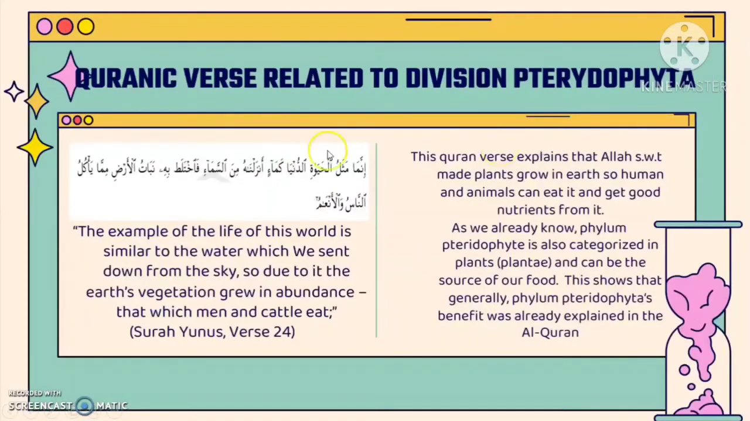Okay, so in my group research, we found the Quranic verse that related to division Pteridophyta in Surah Yunus, verse 24, which bring the meaning: the example of the life of this world is similar to the water which we send down from the sky. So due to it, the earth's vegetation grew in abundance, that which man and cattle eat. Okay, so this Quran verse explains that Allah subhanahu wa ta'ala made plants grow in earth, so human and animals can eat it and get good nutrients from it.